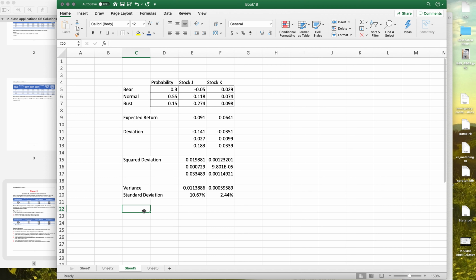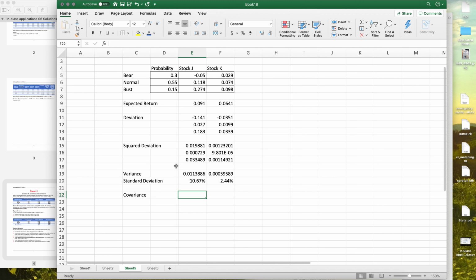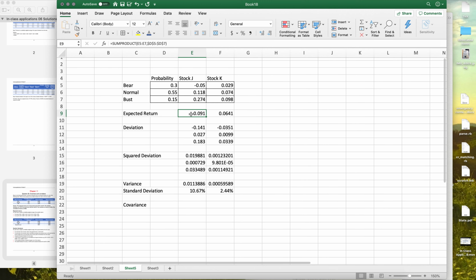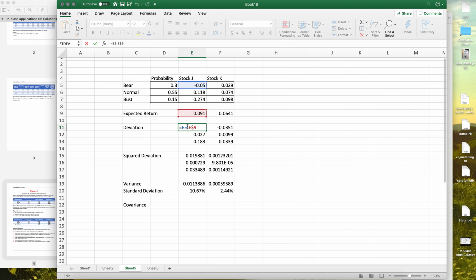Okay, so now we do the covariance. Let me just walk you through how we got this. The expected return is the weighted average of the probability and the stock returns. The deviation from the mean is literally just, for each state of the world, the difference from what we expect it to be. We square that because that's part of the definition of variance. We do another SUMPRODUCT, or a weighted average, of the squared deviations and the probability. And then we take the square root to get the standard deviation for each of those.